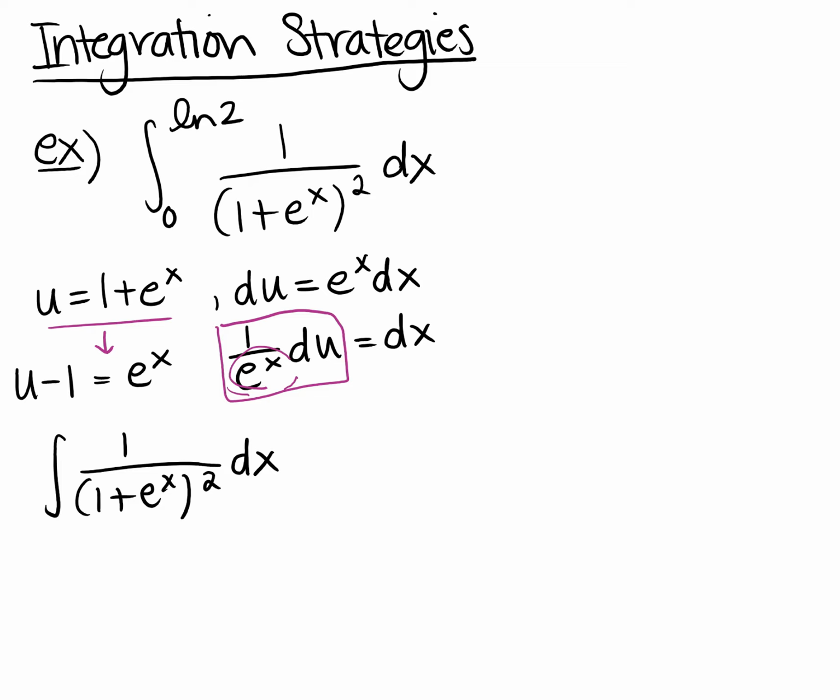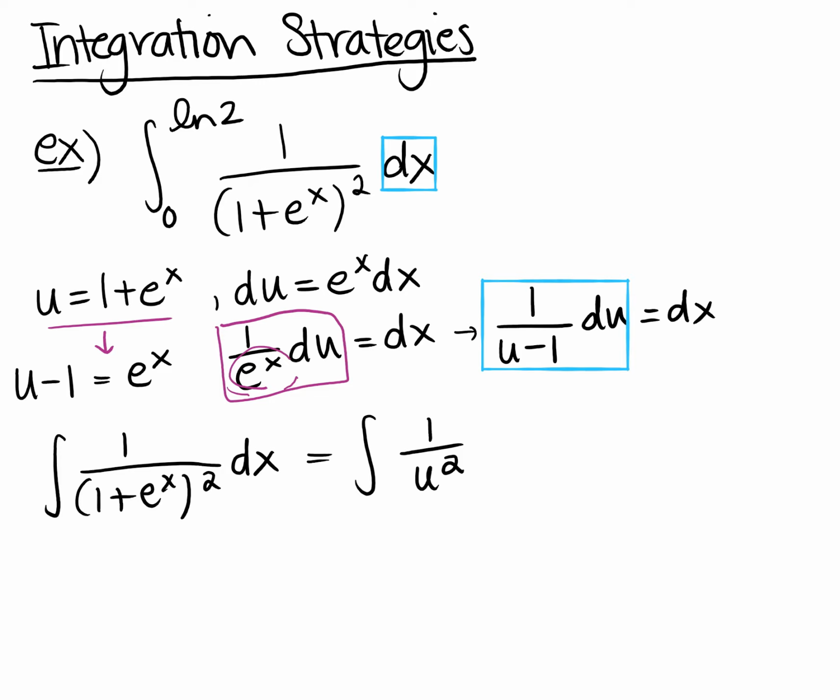So I'm going to get the integral of, this is 1 over u squared for sure. And then what is this dx right here? Well, what is it going to be replaced with now? Because that e to the x is actually u minus 1, I'm going to rewrite e to the x as u minus 1. So what is dx going to be replaced with? It's going to be replaced with that 1 over u minus 1 du.